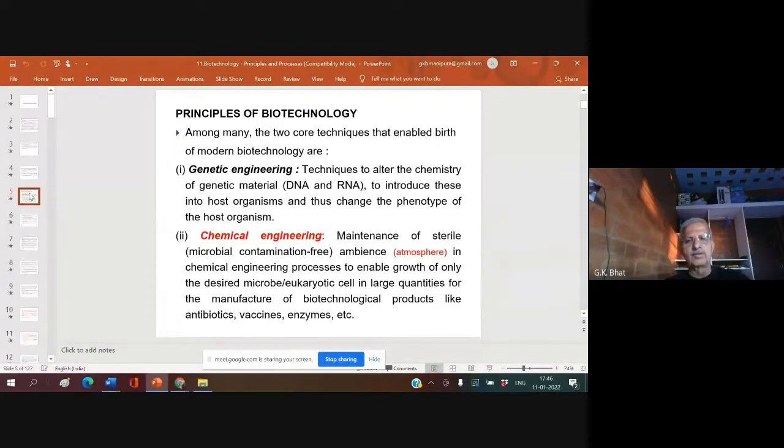And after this, we introduce this modified DNA or RNA into the host organism. Always, the phenotype of an organism is decided by the genotype of the organism. Am I right? You know about that. So in this way, we change the chemistry of genetic material, DNA and RNA, and introduce it into the host organism, and thereby we modify the phenotype of the host organism. This is what is called genetic engineering. I hope it is clear.